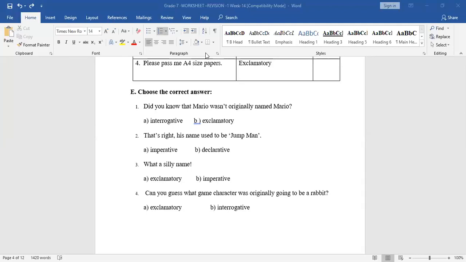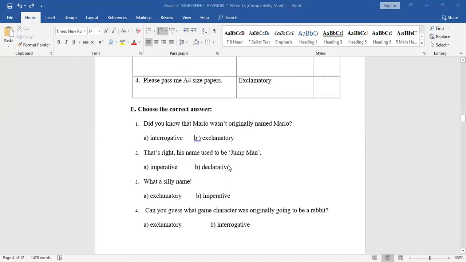Abdullah has entered the waiting room. Abdullah left the meeting. Why? Maybe they kicked him, or he got disconnected. And now he comes. Anyhow, Jumpman. Yes, that's right. His name used to be Jumpman. Okay. Really? What kind of name is this? What a silly name. This is for you, Mahdi.